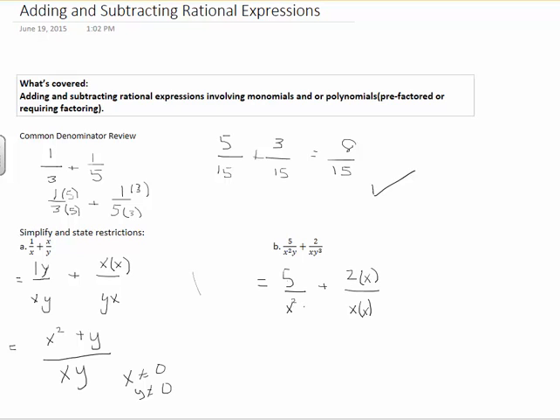Now we'll go back and we'll look at y's. This first term only has one y, and I need it to have 3. So I'm going to have to multiply it by 2 more y's, and whatever I do to the denominator, I also do to the numerator. And I don't have to do anything here because it already had the 3 y's. So now I have 5y squared plus 2x all over x squared y cubed. And that question is done, again with just stating our restrictions of x can't be equal to 0 and y can't be equal to 0.